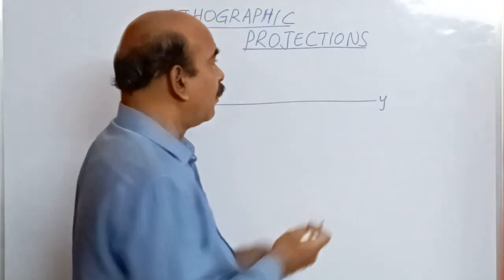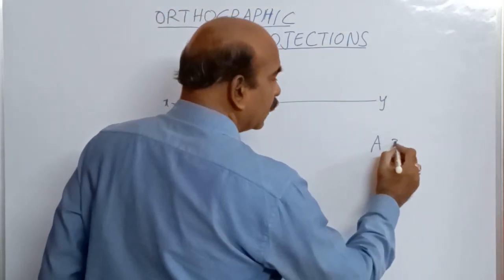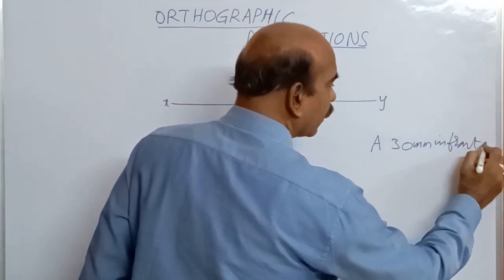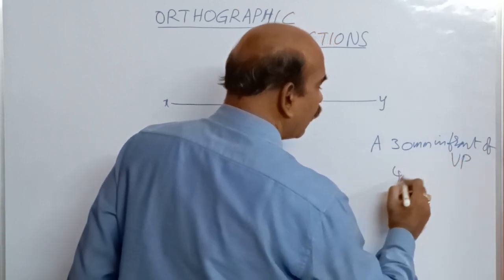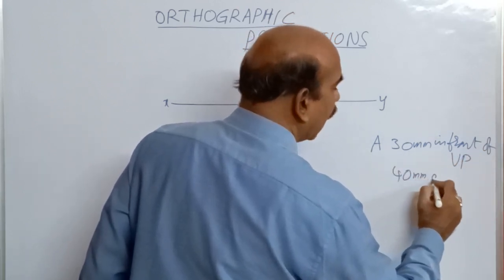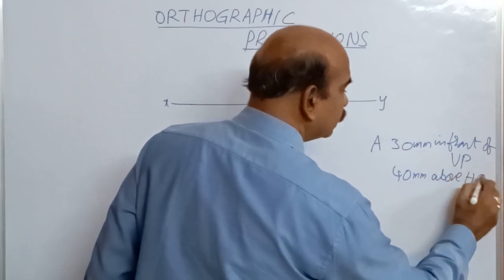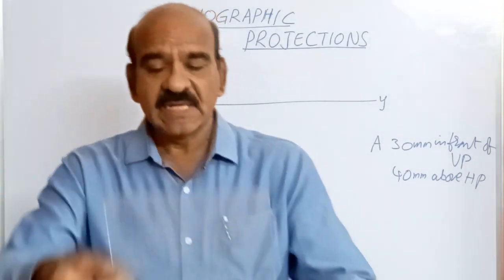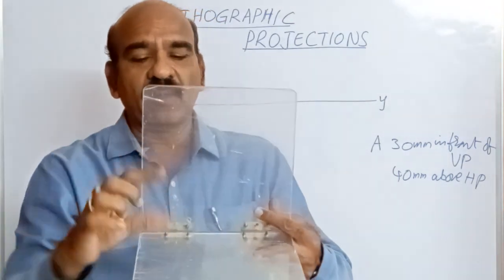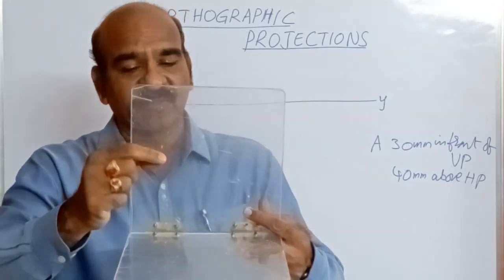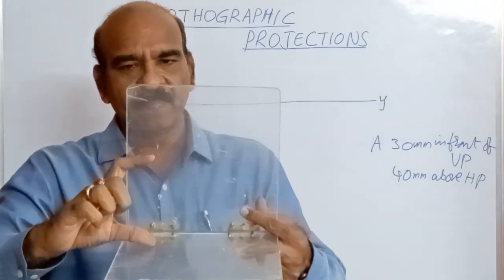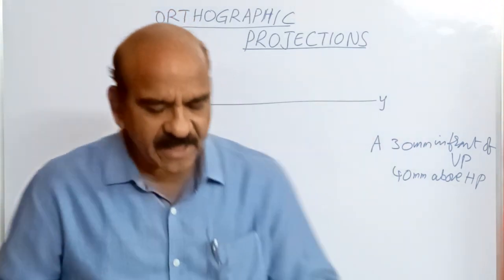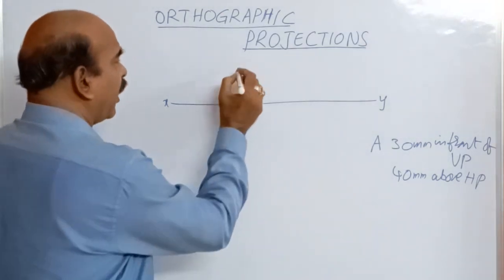Now, point A is 30 mm in front of VP, 40 mm above HP. We draw the projections of it. How? When you see this point in the front view, the point appears at a height of 40 mm because this is 40. At a distance of 40 mm, you get the projection here. So we indicate that it is a point, just a simple point like this.